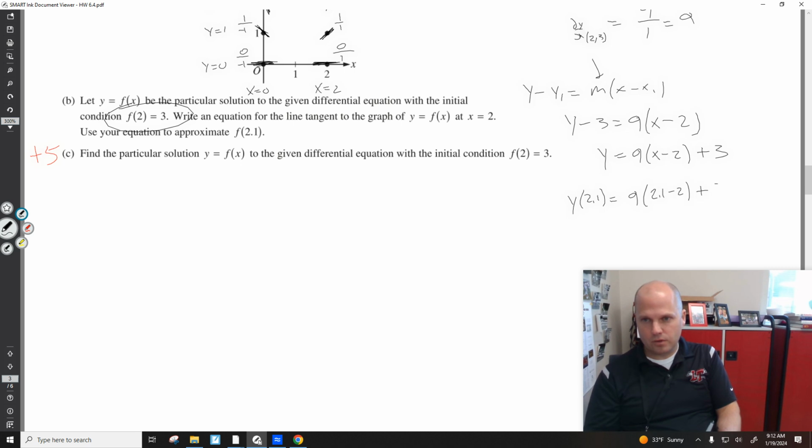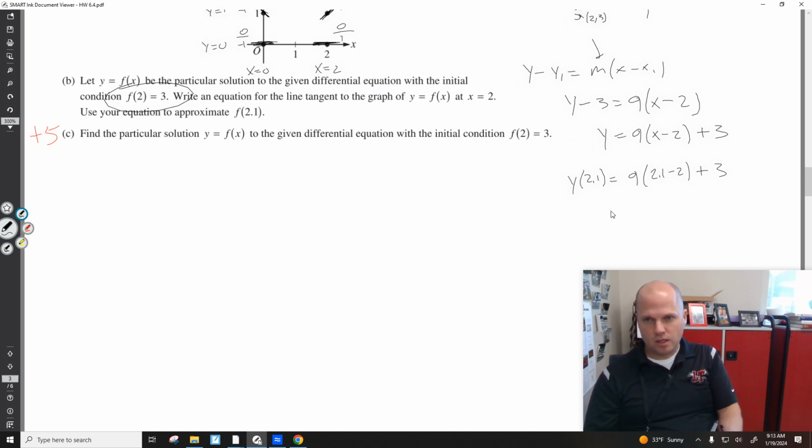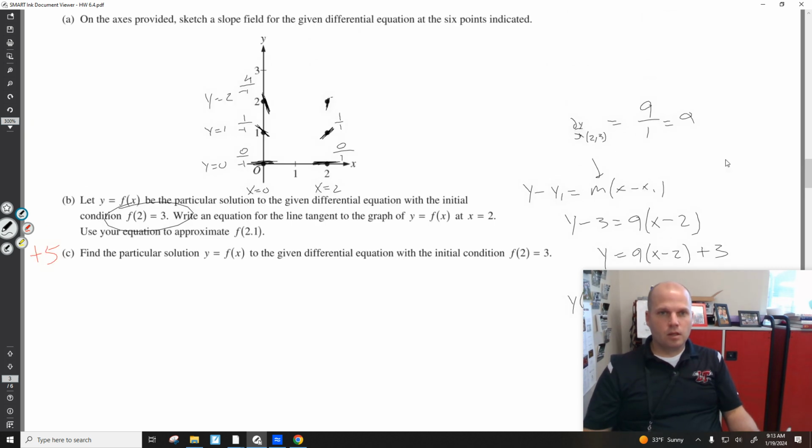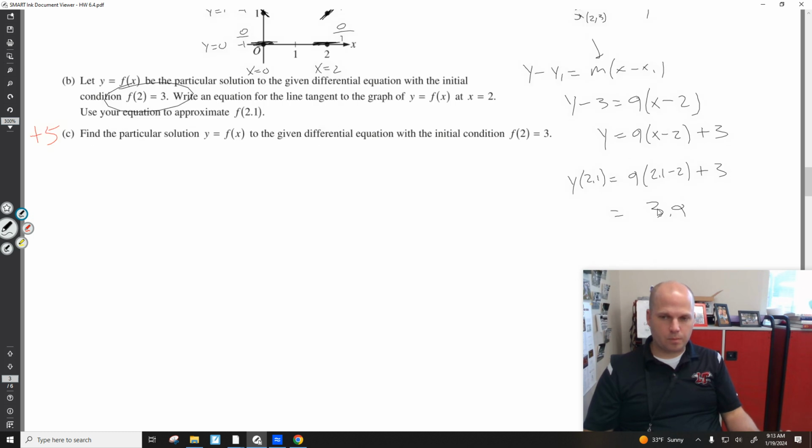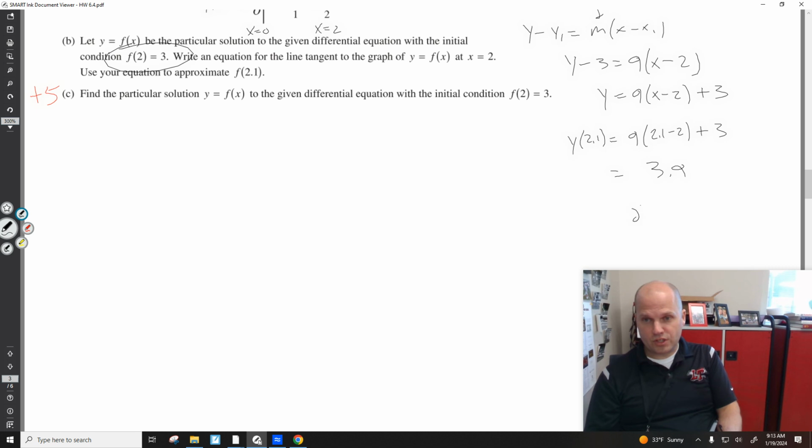You are allowed to leave this as your answer. This is unsimplified. It is correct. If you want to simplify, you can. Now, sometimes they'll ask you, is this an over or under approximation? Remember, the second derivative being positive, under; the second derivative being negative, over.